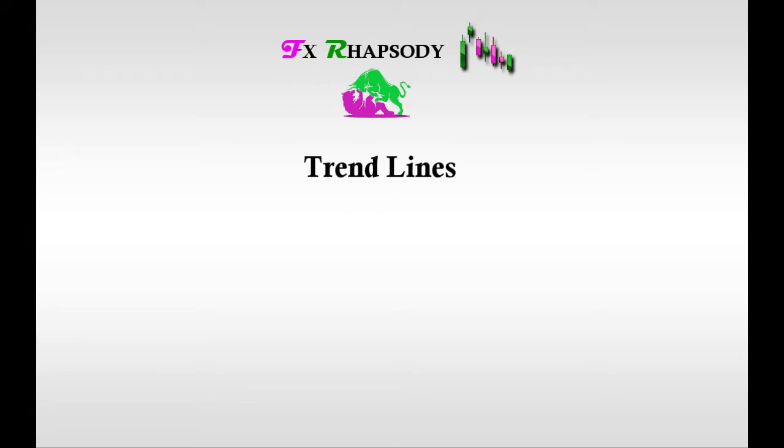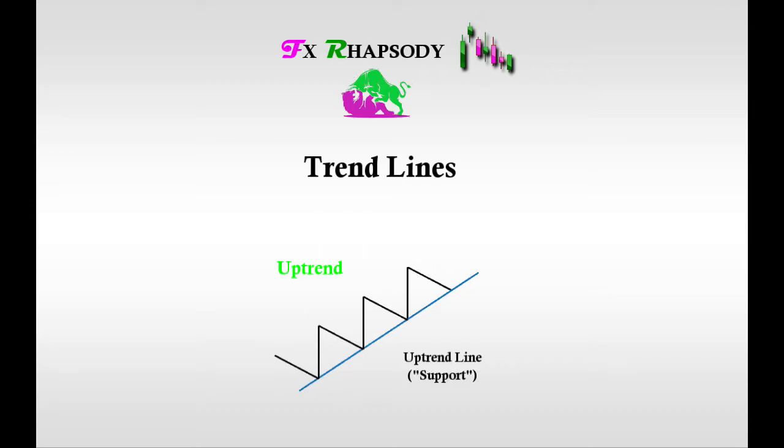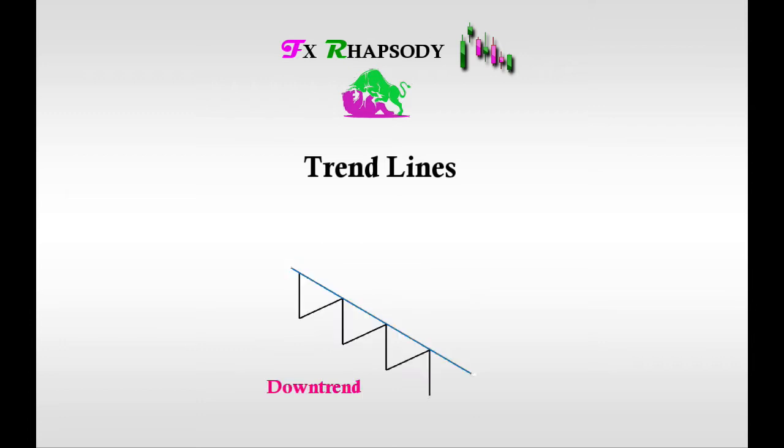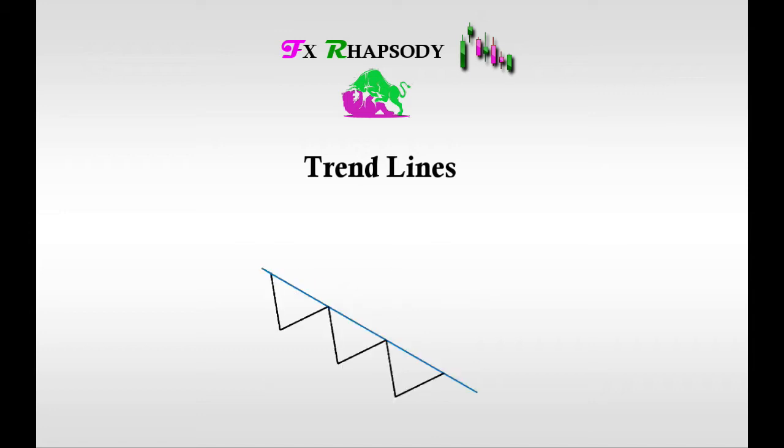Now, in their most basic form, an uptrend line is drawn along the bottom of an easily identified support area. This is also known as an ascending trend line. In a downtrend, the trend line is drawn at the top of an easily identified resistance area. This is known as a descending trend line. To draw trend lines, all you have to do is locate two major tops or two major bottoms and basically connect them.